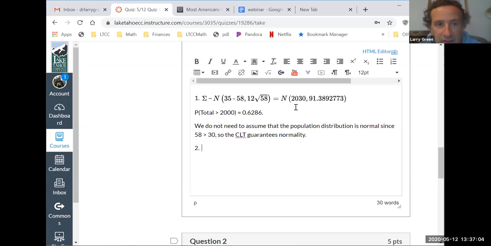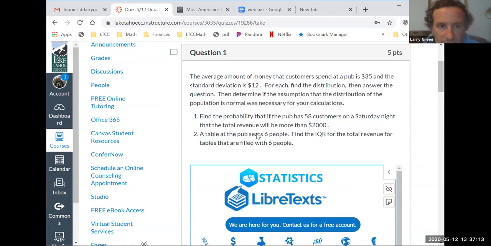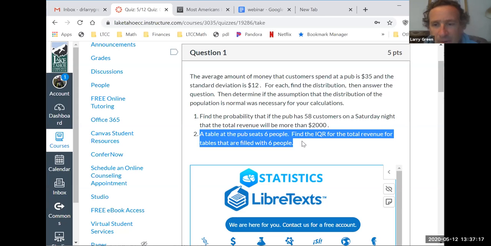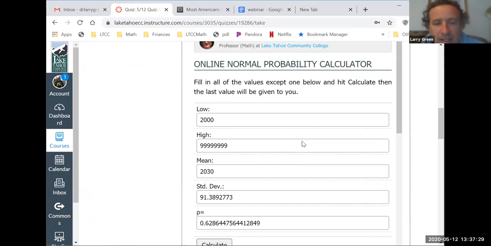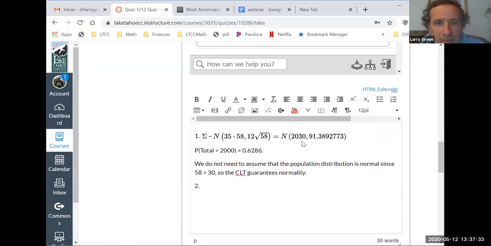Okay, let's go to part two. So part two, it's gonna be similar. Let's read it first. So a table at the pub seats six people. Find the IQR for the total revenue for tables that are filled with six people. Okay, so in terms of the first step, it's basically the same, except now we have six people instead of 58.